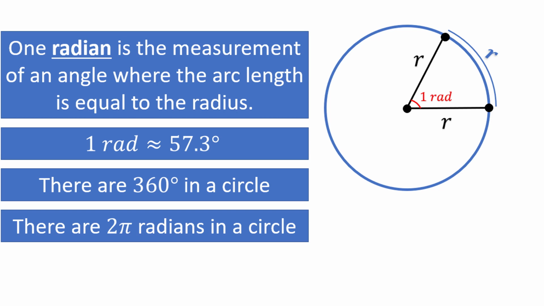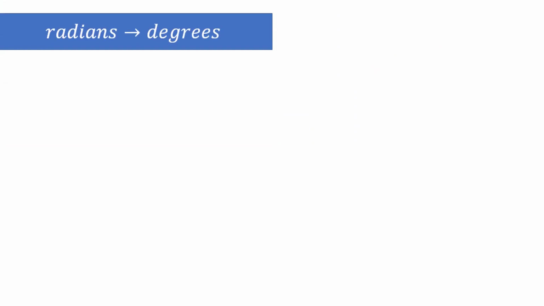Oftentimes, you might want to convert between radians to degrees or vice versa. I'm going to show you how to do that next. Let's say that we already have radians and we would like to convert to degrees. Let's start with a known equality. We know that 2 pi radians is equal to 360 degrees. Both of these quantities represent 1 revolution of the circle.